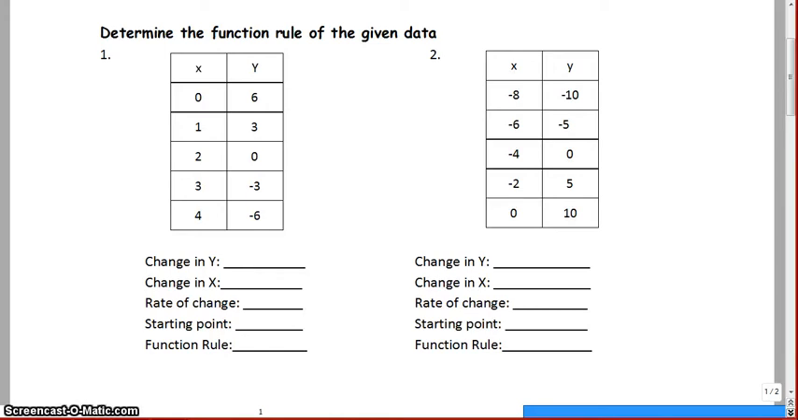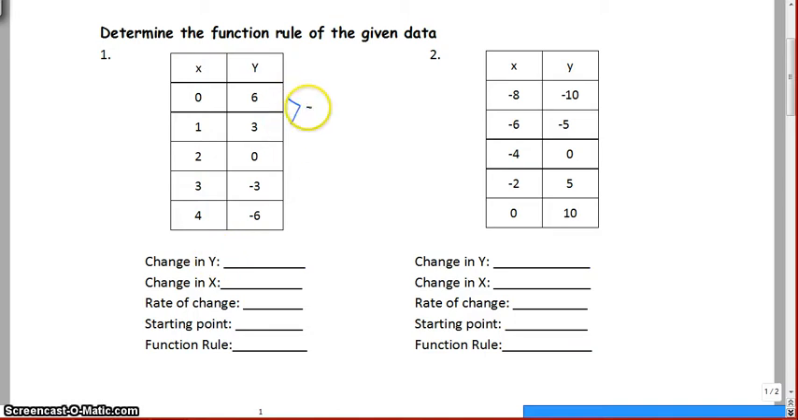Alright, here we go. We're going to take a little bit of time to do some notes on function rules and writing a function from a pattern. So what we're going to do here is start off with some data in our XY columns, and the first thing you're going to want to do is find your change in X and your change in Y.